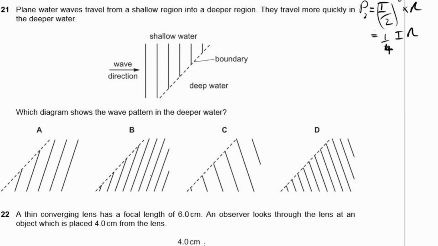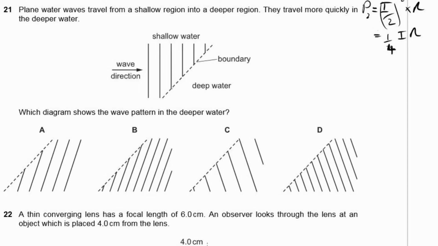21. Plane water waves travel from a shallow region into a deeper region. They travel more quickly in the deeper water. Which diagram shows the wave patterns in the deeper water? Well, let's look at this. Let's just see what's happening here. Okay, so the moment they get into the deeper water, they speed up, which means they'll start accelerating away. They'll be travelling faster than the water which is still in the shallow section. There we are. We should end up with a pattern that looks a bit like that because they're travelling faster. Alright, which to me looks like option C.